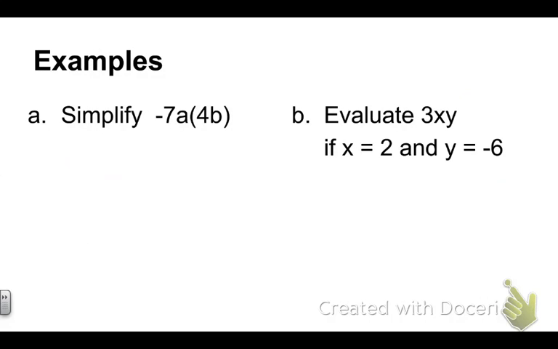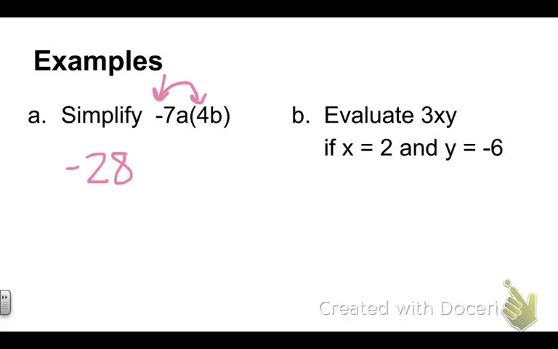For A, if we were just to simplify negative 7a times 4b, multiply your numbers first. So your numbers are negative 7 and positive 4. 7 times 4 is 28. It is the opposite of a positive, so it's going to be a negative 28. Signs are different.